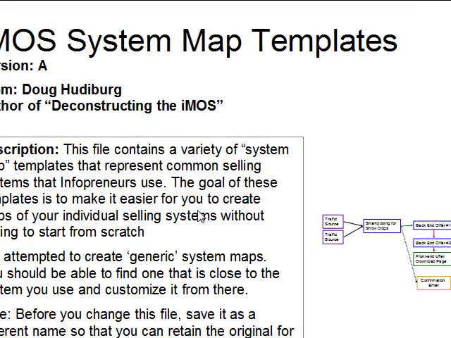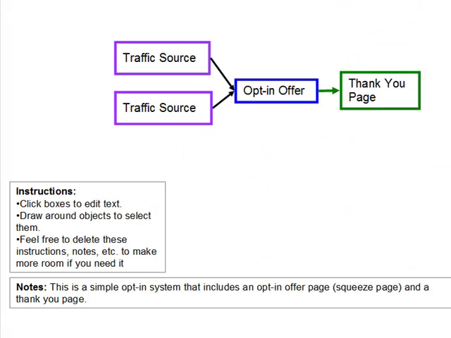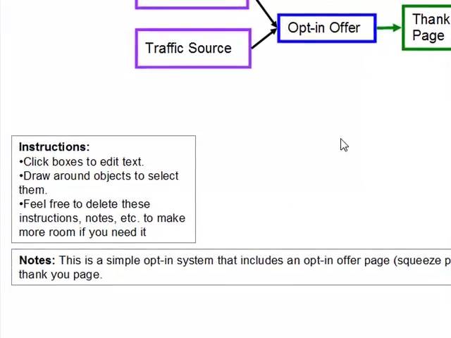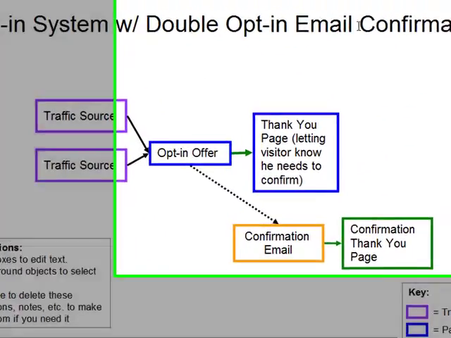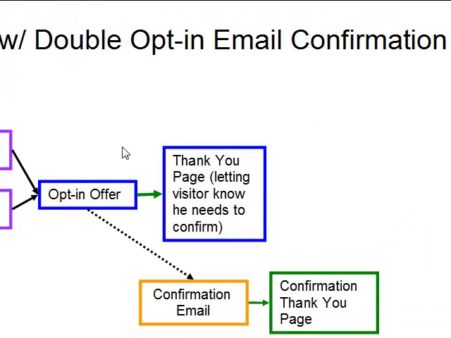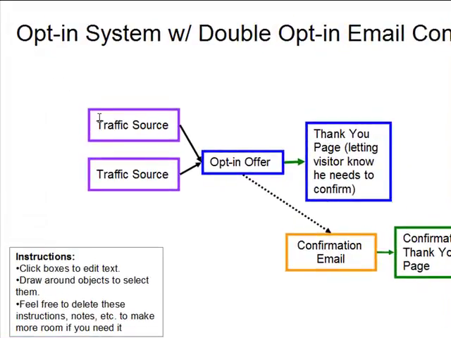I want to just show you here how to use these, how to work within PowerPoint to edit these elements. Let's pick one here. So I've just picked this opt-in system with double email confirmation. It's one of the slides in the PowerPoint deck, and I can just use page up and page down to navigate through. Just want to show you a couple things about these elements.